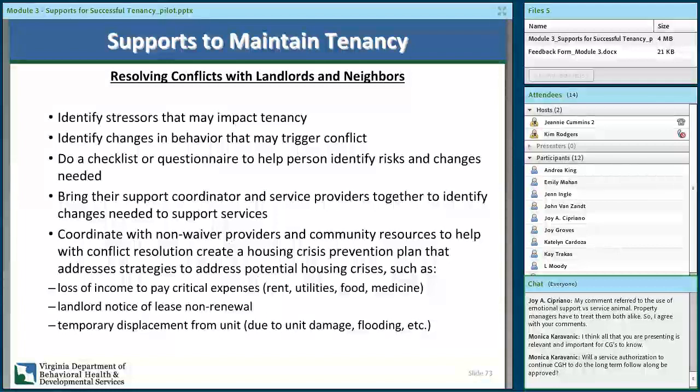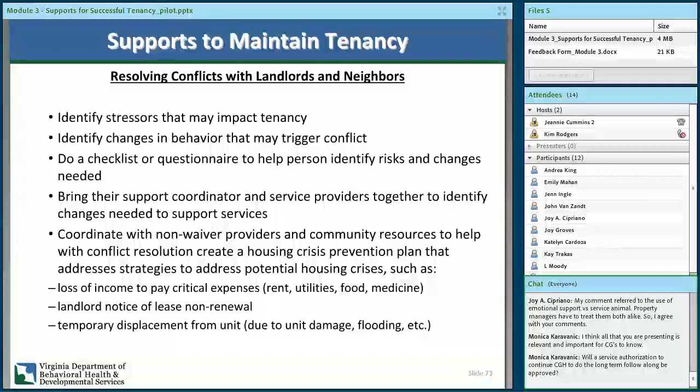Guides can bring the individual, support coordinator, and service providers together to identify changes to support services that can address the issues that are causing the conflict. For example, does the individual need a behavioral consultation or increased hours of in-home supports to practice social interactions with neighbors? Guides can coordinate with non-waiver providers and community resources too to help with conflict resolution. For example, guides can suggest accessing anger management classes, engaging a mental health therapist, or even consulting a local landlord-tenant commission.